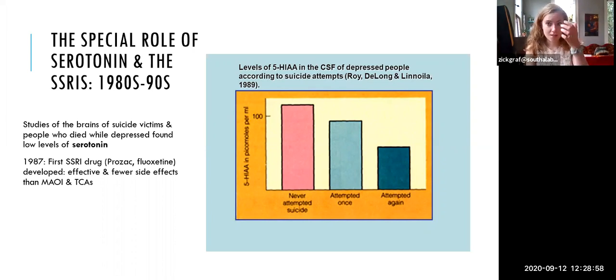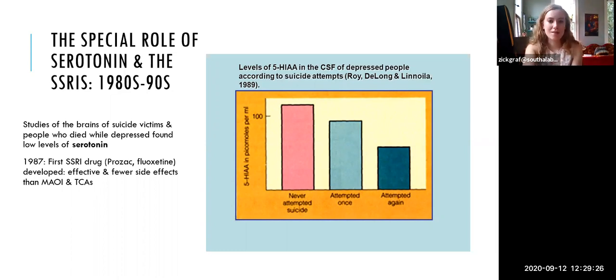And in 1987, the first selective serotonin reuptake inhibitor was introduced. This was Prozac. And Prozac was actually a blockbuster drug because it was as effective as monoamine oxidase inhibitors and tricyclic antidepressants, but it had a much more favorable side effect profile. So it was a lot easier for patients to tolerate, and it was easier to justify prescribing it for someone because the risks of taking it were a lot lower.